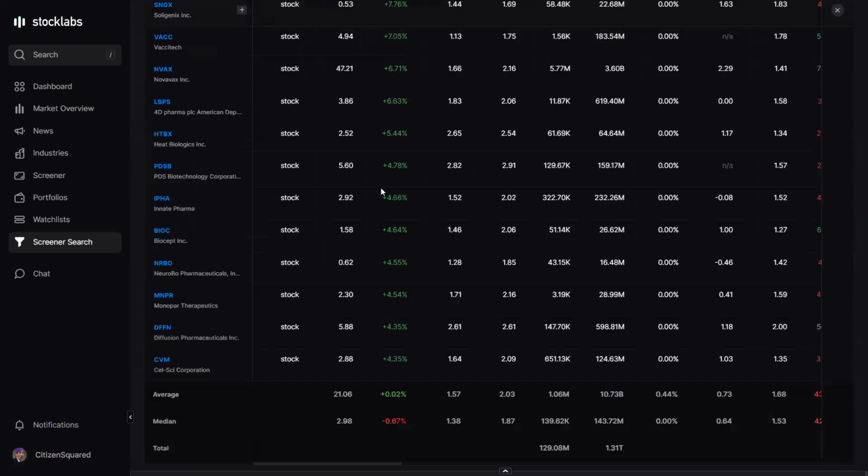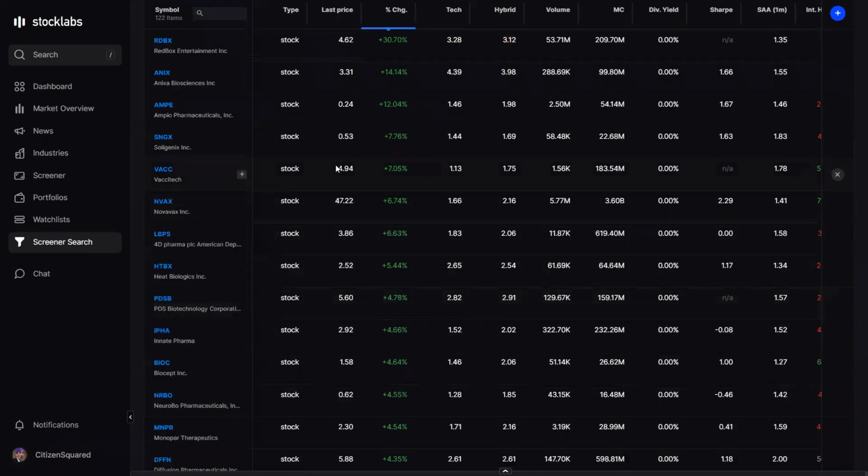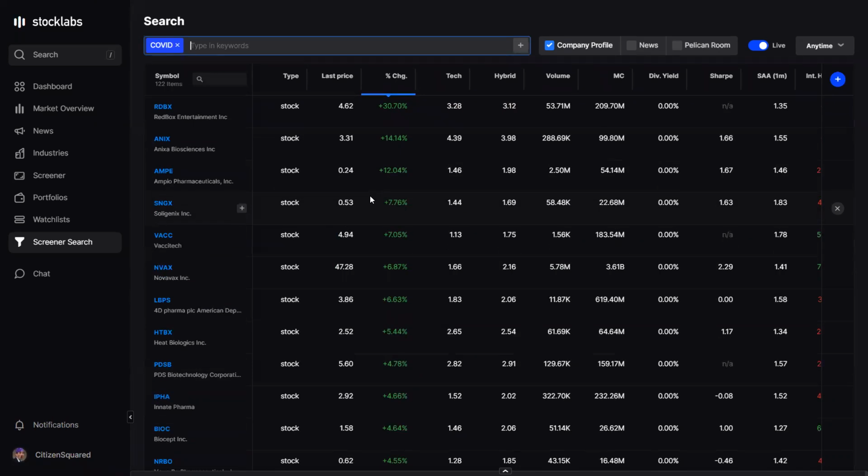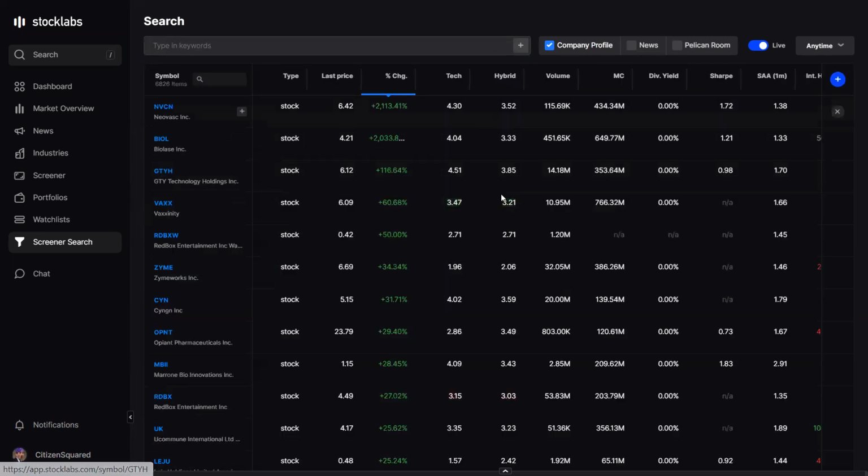Okay, so these are stocks that in their company profile have something COVID related. So if you're looking for, say something happens and you want a pure play on whatever it is, you can search through profiles of companies, and that's the company themselves saying, we do this, or we have a solution for this, or we're working on a solution for whatever it is you're looking for. So that's screener search.